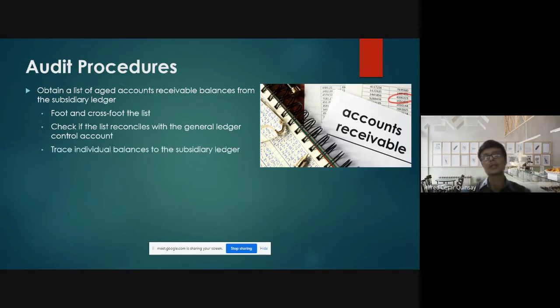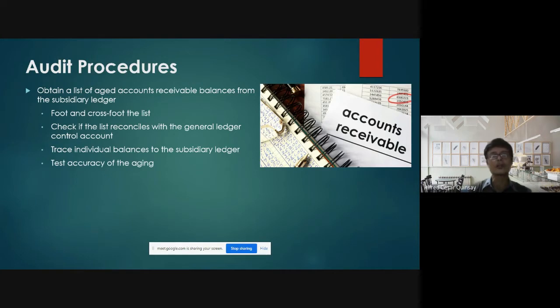Trace individual balances to the subsidiary ledger. So this is also a sound audit procedure. No? So when you trace yung individual balances, you go to the details of those items in the subsidiary ledger, no? Per customer, halimbawa, say customer A, customer B, customer C, and so forth.